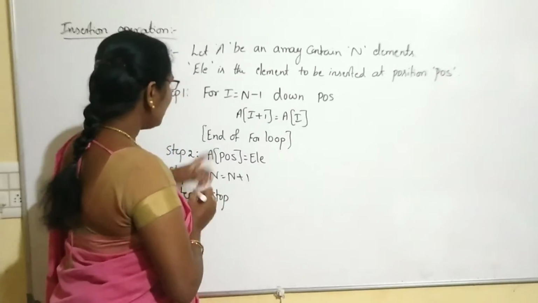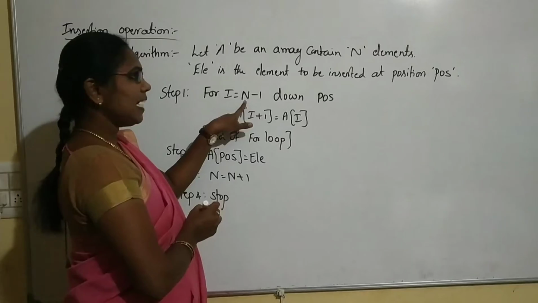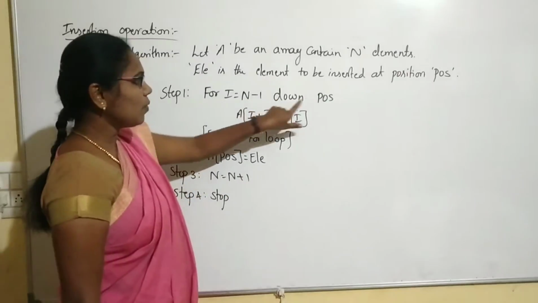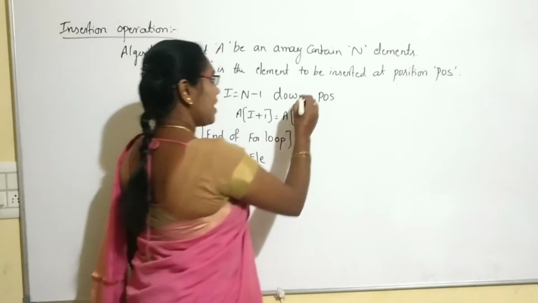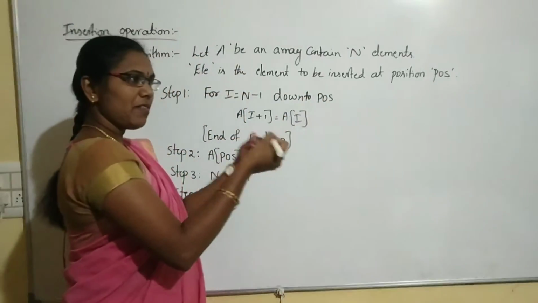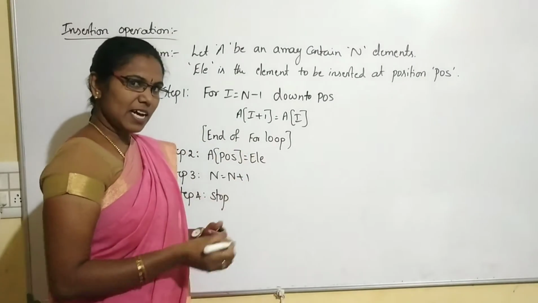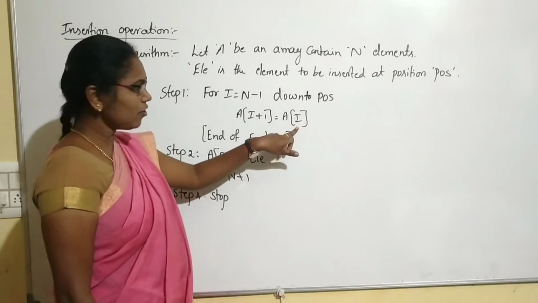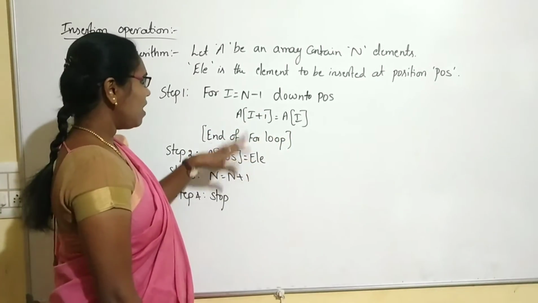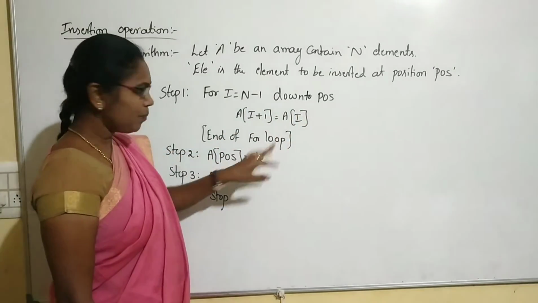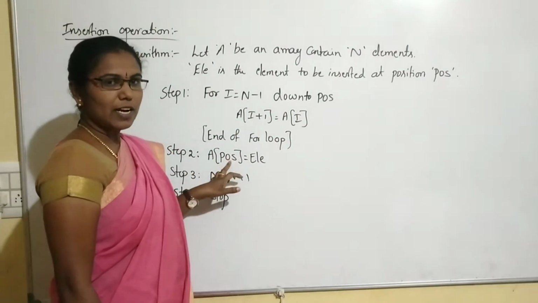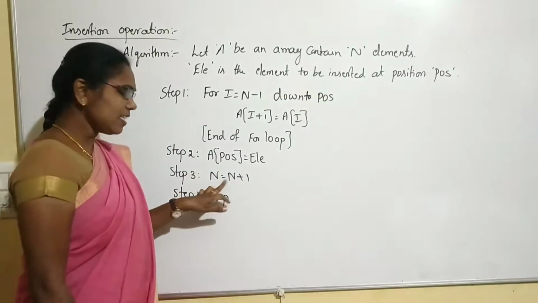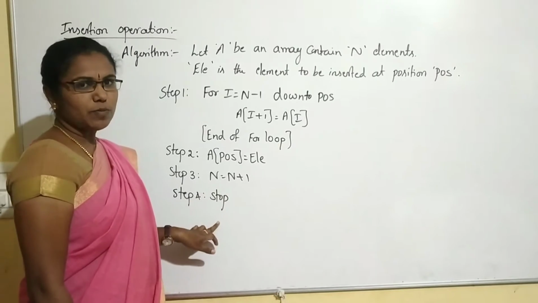What is step 1? We take the I initial value as the last element position, n minus 1. Down to POS means we are decreasing the index value, because we move to the previous element like that. Next, in that loop we shift the element to the next higher order position. After shifting is completed, the position is vacant, and in that vacant position we insert the element. After that we increase the array size by 1 unit. Then we stop the algorithm.